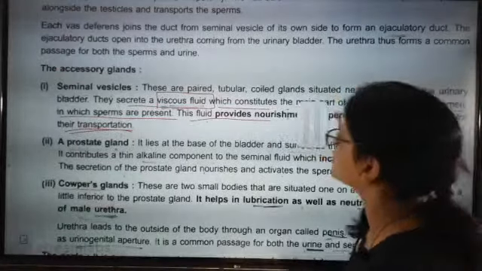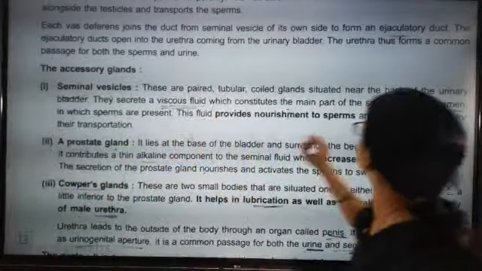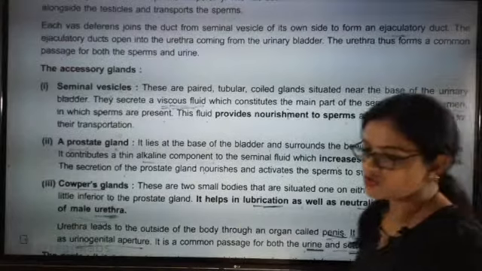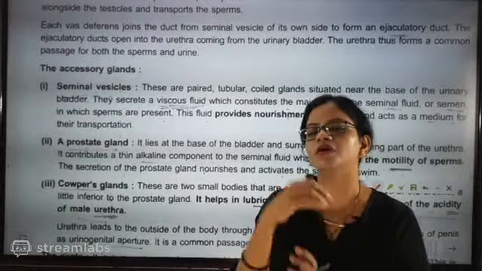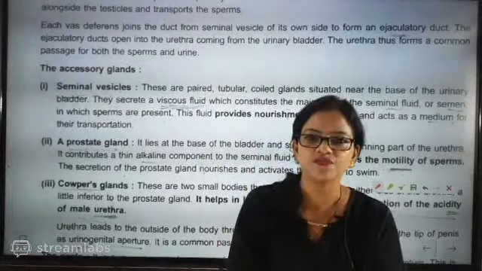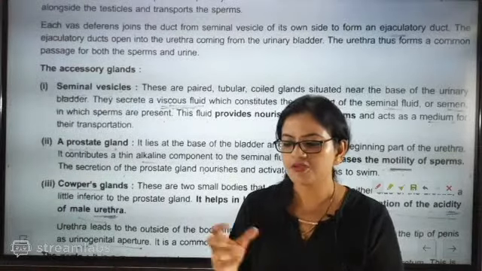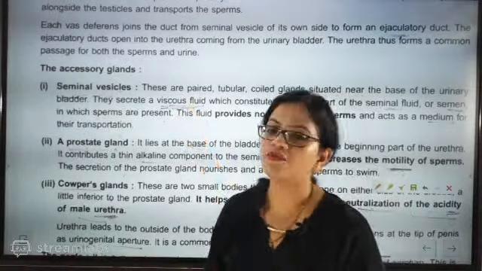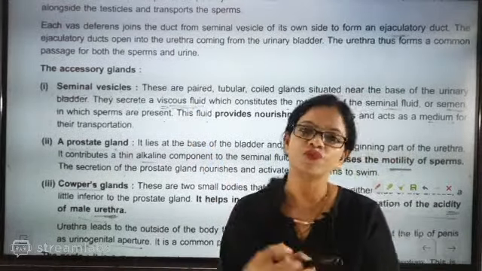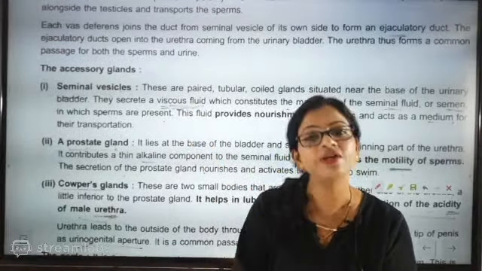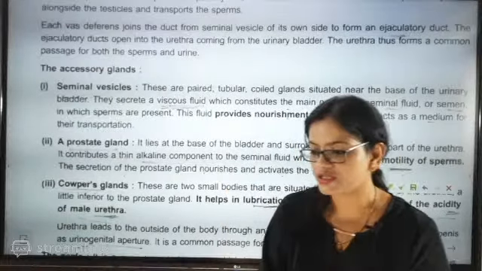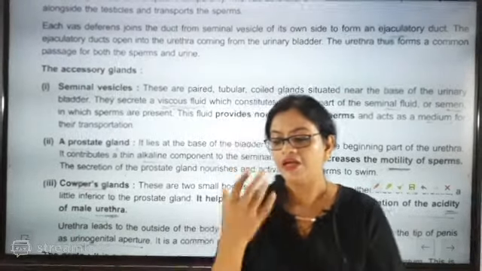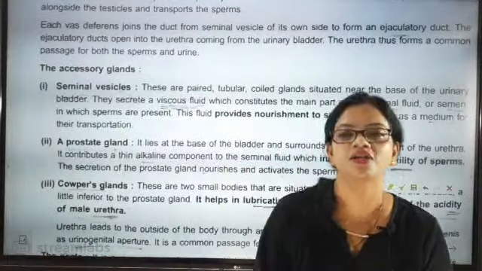So this part is seminal fluid or semen. Sperm when added with this fluid is called semen. The seminal vesicle fluid is a viscous fluid. This fluid provides nourishment to the sperms. Not only does it provide nourishment, it also helps the sperm with transportation.